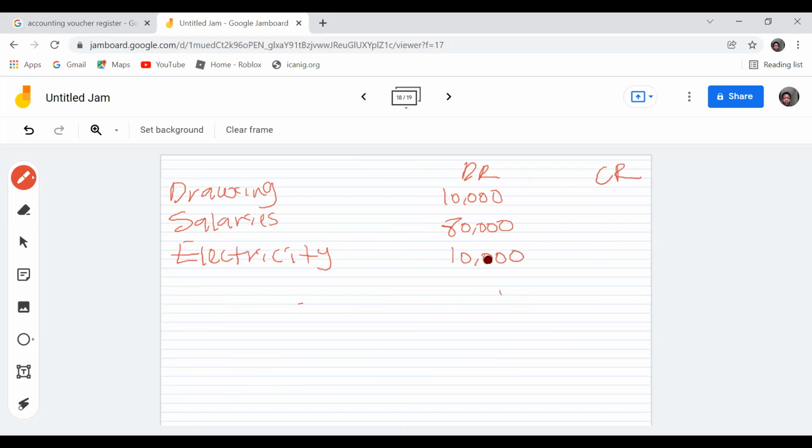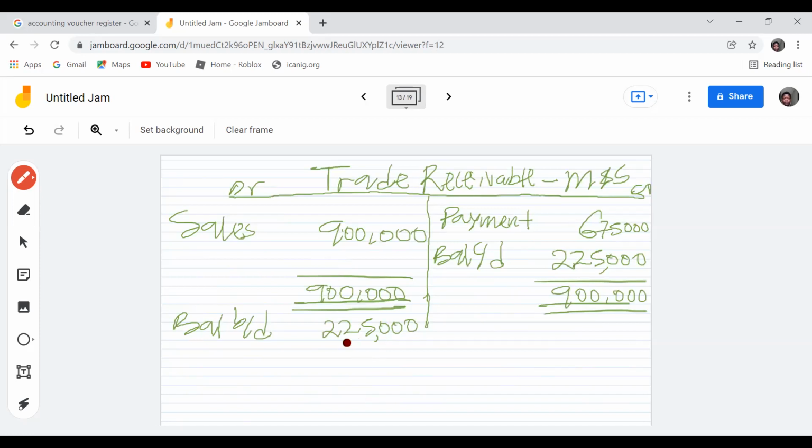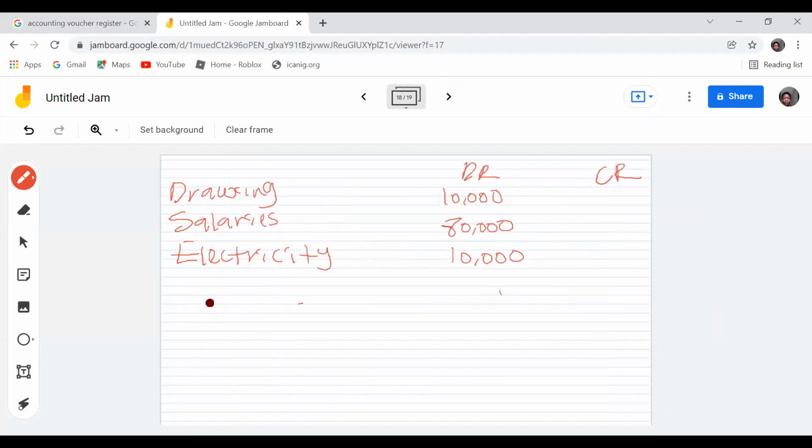Trade receivable. You can see on the ledger, the balance is on the debit side. So you're going to put it on the debit side of your trial balance as well. Trade receivable is an asset. It is Mines and Stone, and they are owing us 205,000. So we have used everything as well.